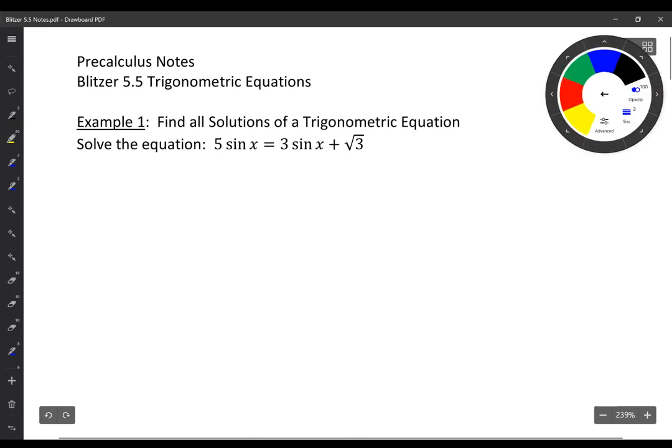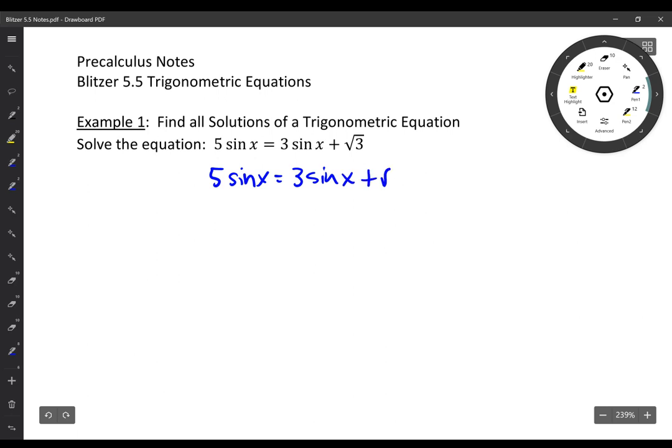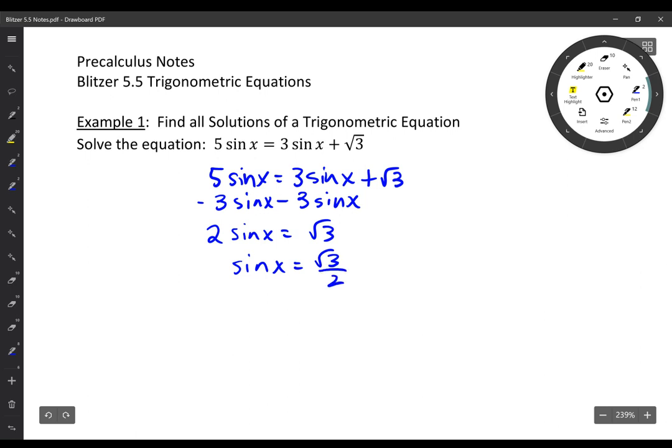So I'm going to grab a pen. So I've got 5 sine x equals 3 sine x plus square root of 3. And I want to subtract 3 sine x on both sides, which I didn't really need to show, but here we are. So 2 sine x equals square root of 3. Divide both sides by 2. And I have sine x equals square root of 3 over 2.